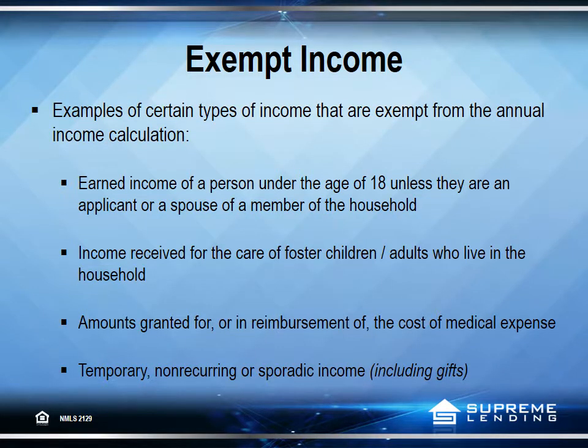Now, there are some types of income that are exempt from the annual income calculation. Some of those examples include earned income of a person under the age of 18 unless they are the applicant or a spouse of a member of the household. Income received from the care of foster children or adults who live in the household. Amounts granted for or in reimbursement of the cost of medical expense. Temporary, non-recurring, or sporadic income. This does include gifts.